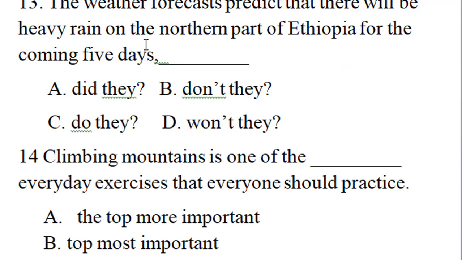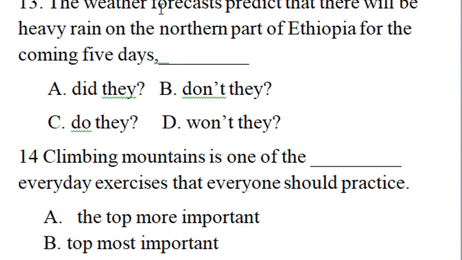Great. The weather forecasters predict that there will be heavy rain on the northern part of Ethiopia for the coming 5 days. Look at the question here. The weather forecast, what's the subject here and what's the verb? The weather forecasters predict that there will be heavy rain on the northern part of Ethiopia for the coming 5 days. This is a very common, easy question.